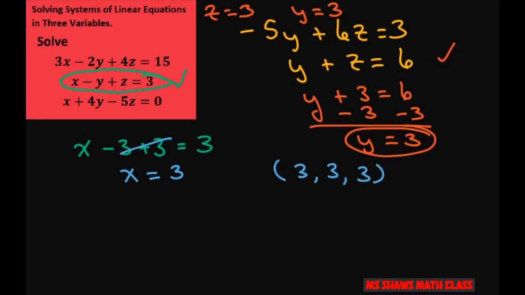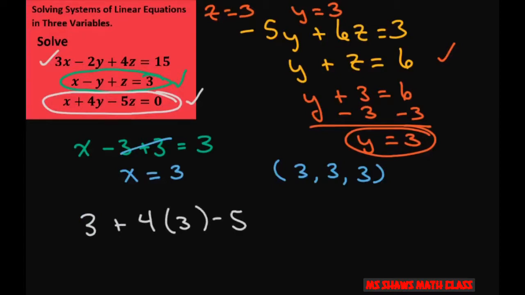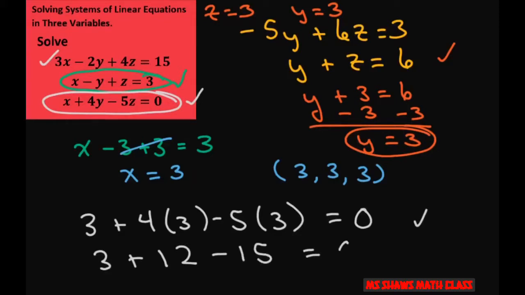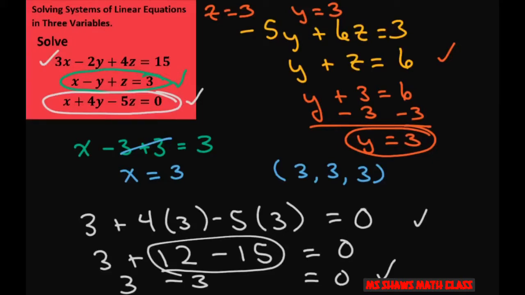If you want to double check, just pick one of these and see if we did this right. So let's see, I'll plug it into this one. Everywhere I'm going to put 3. So 4 times 3 minus 5 times 3. That should equal 0 if we did it right. So we get 3 plus 12 minus 15 should equal 0. And that's correct, because 3 minus 3 does equal 0. So we did do it correct, and this is your answer.